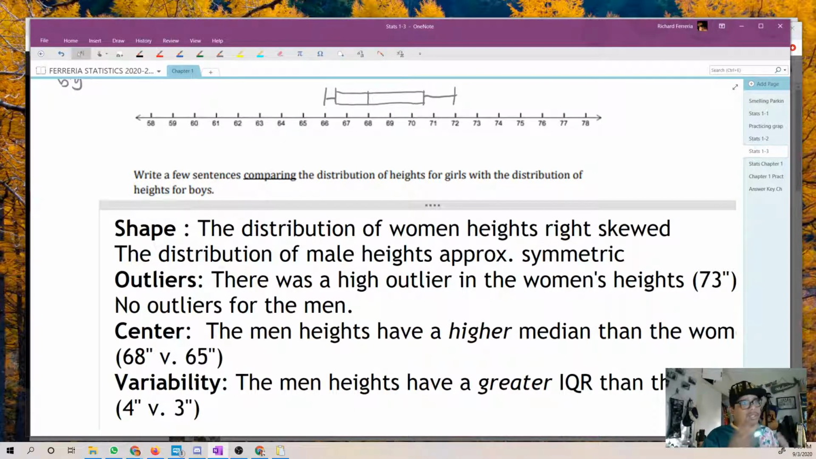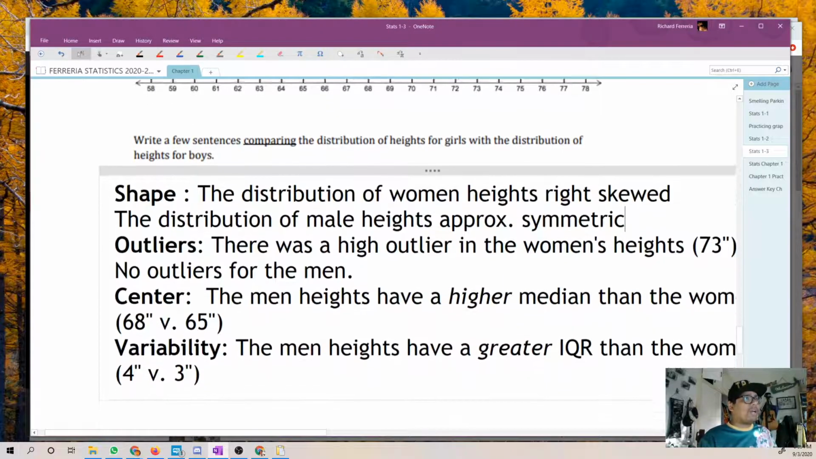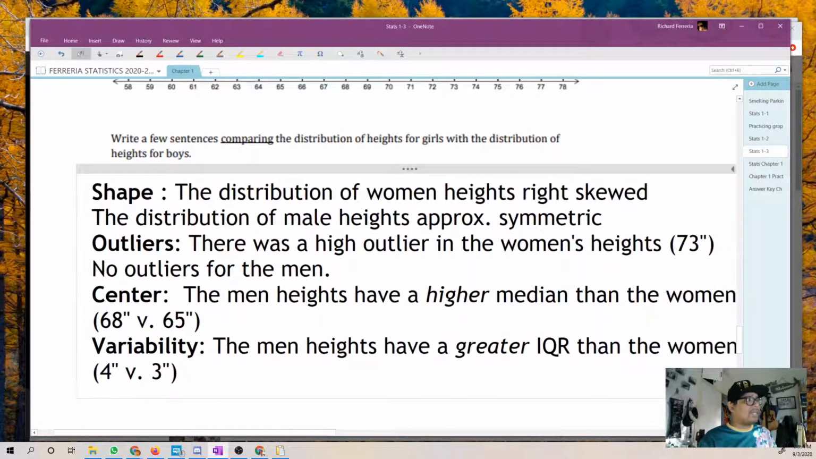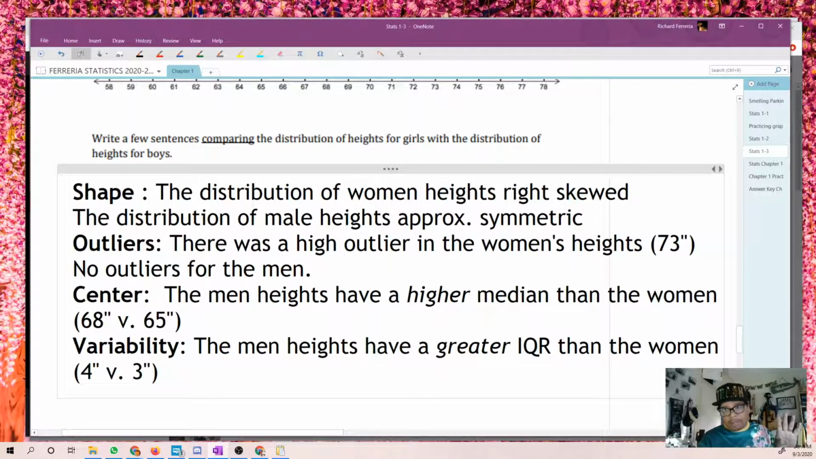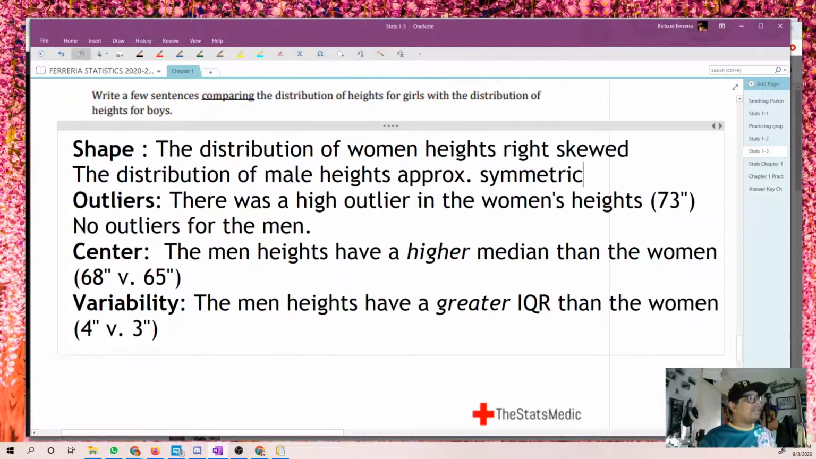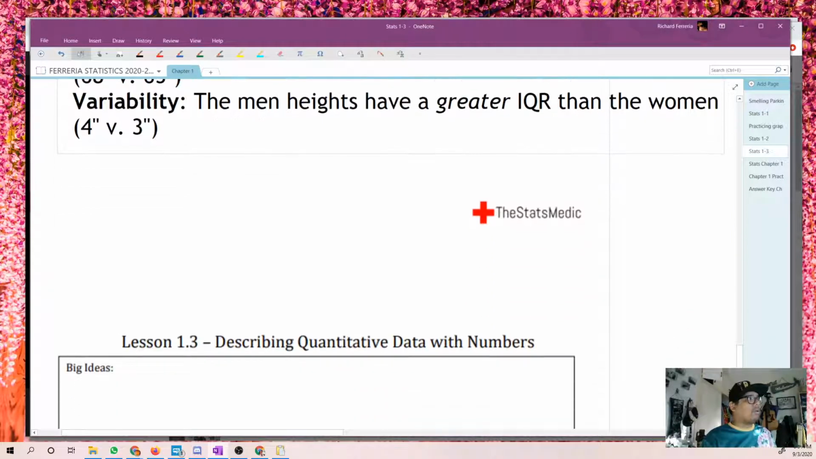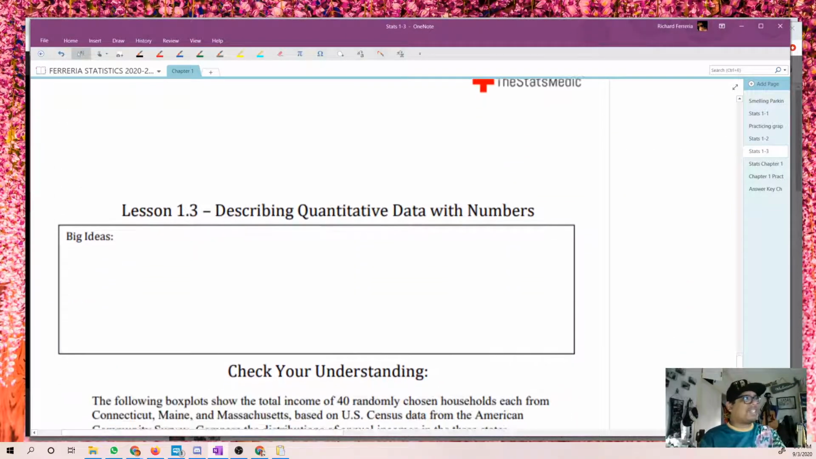What about the outliers? Yes, there was a high outlier for the women's set, no outliers for the men's. The men have a higher median than the women, that is 68 versus 65. And the men have greater variability than the women, although it's pretty close, 4 inches to 3 inches. Make sure you use comparative language, and make sure you talk about shape, outliers, center, and variability. That's SOCV. Let's take a look next at our big ideas from this section.